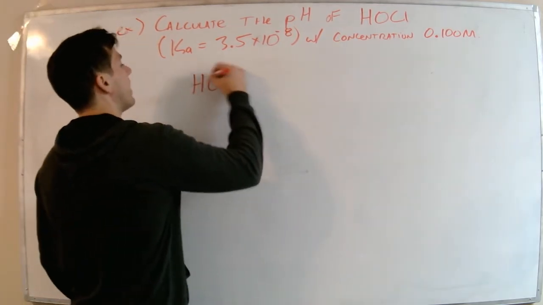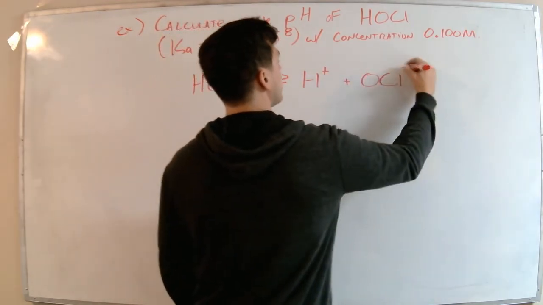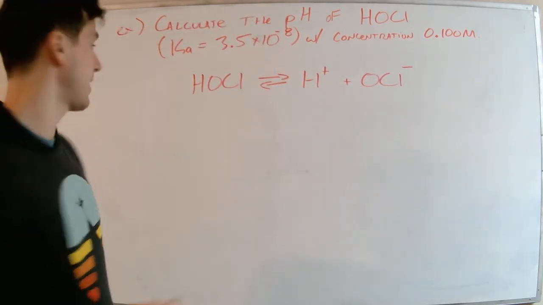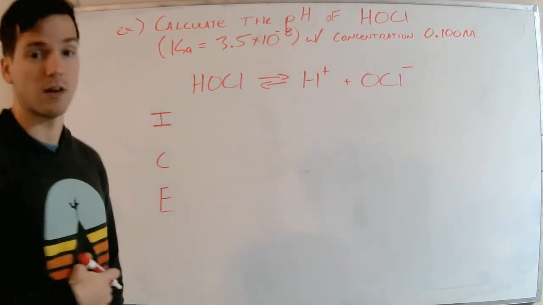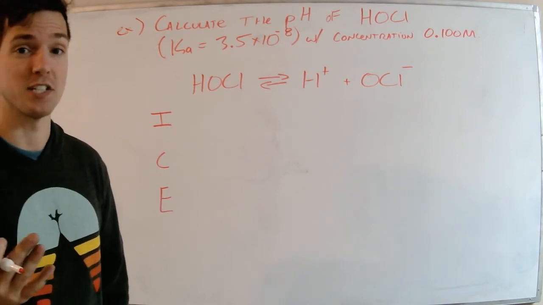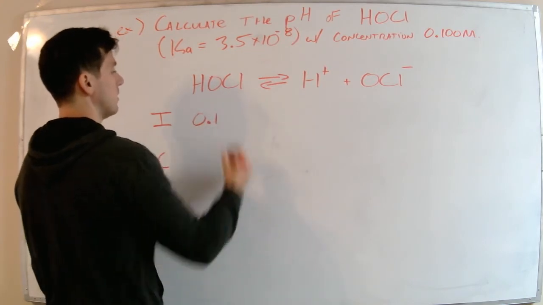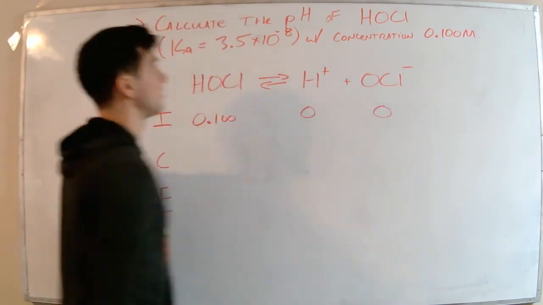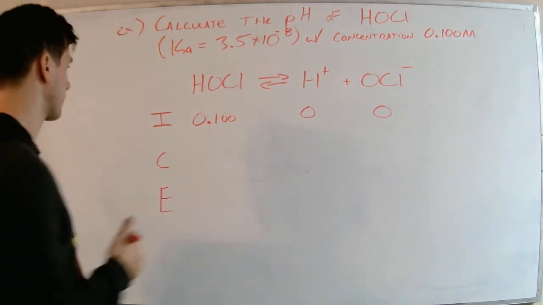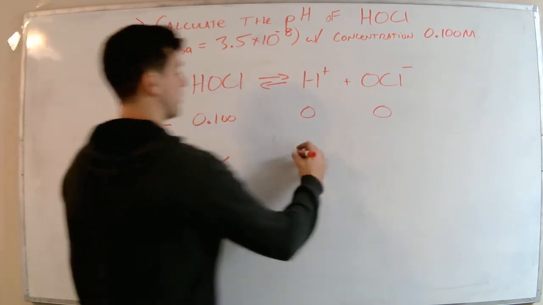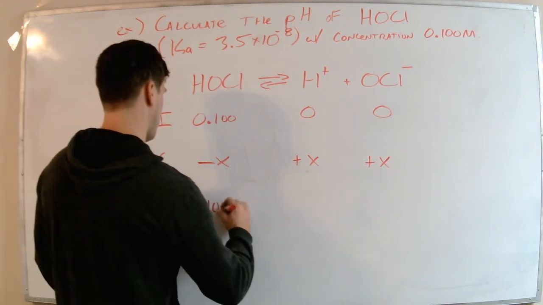So let's go ahead and write our dissociation equation, right? It's going to donate 1 proton at a time. And we're going to put our ice table here. All right, let's get going. Initial concentration. They only gave us one initial concentration, and that was of HOCl. Nothing for H plus or OCl minus. Remember, we want pH, so we're going to need that H plus at equilibrium. Change is minus x, plus x, plus x. Combine them at equilibrium.